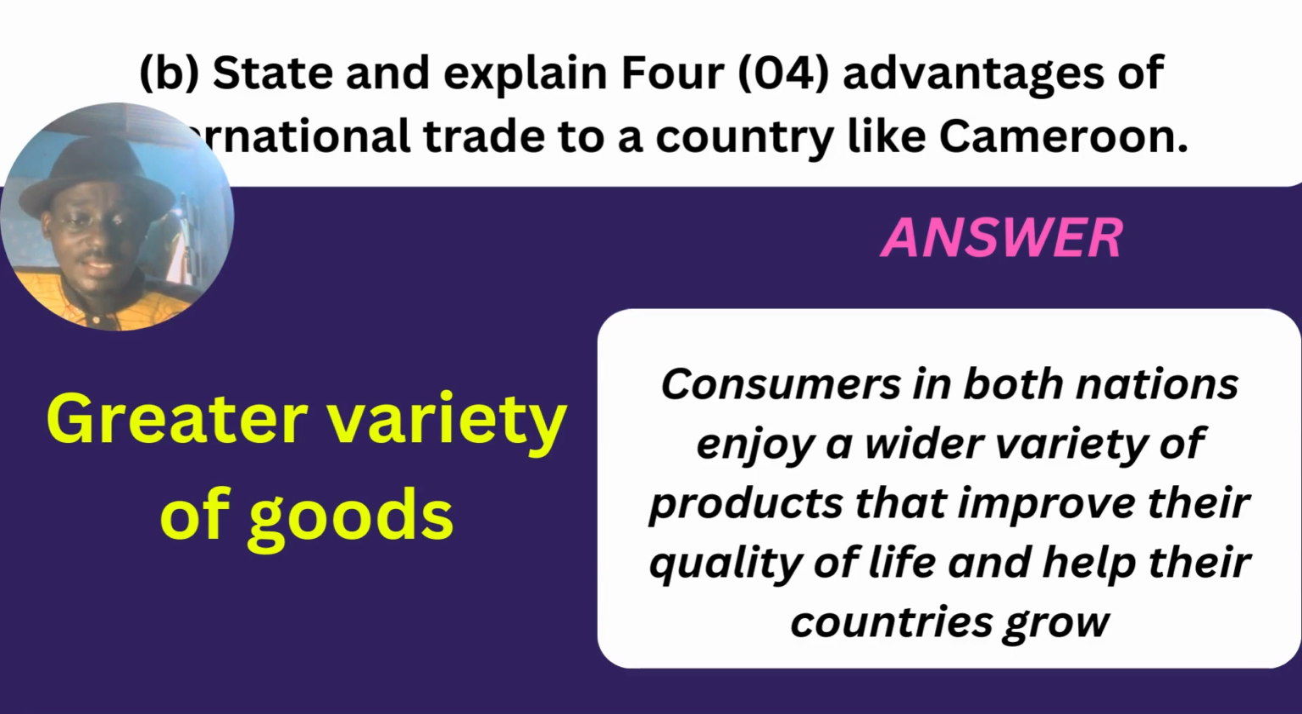So the next answer is greater variety of goods. Remember, I talk about advantages of international trade. We have greater variety of goods. The answer: consumers in both nations enjoy a wider variety of products that improve their quality of life and help their countries grow. Right. So the question says we should state and explain. So we are stating and we are explaining, so that for better understanding, we know what it's all about.